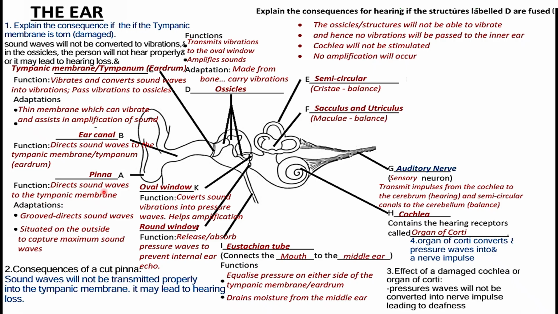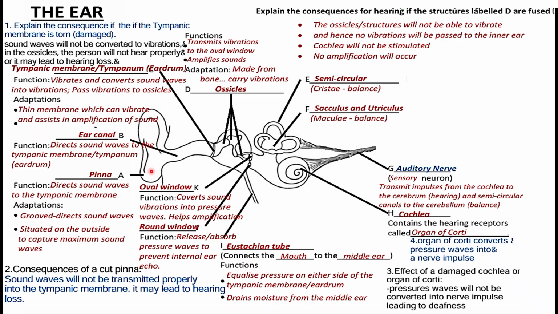You take the function of the pinna and then you negate it. How do you negate the statement? By inserting the phrase will not. Just two words will satisfy the explanation. So sound waves will not be transmitted properly into the tympanic membrane. It may lead to hearing loss, not definitively saying the person will be deaf. It may, there's a possibility. Then we go on to B.